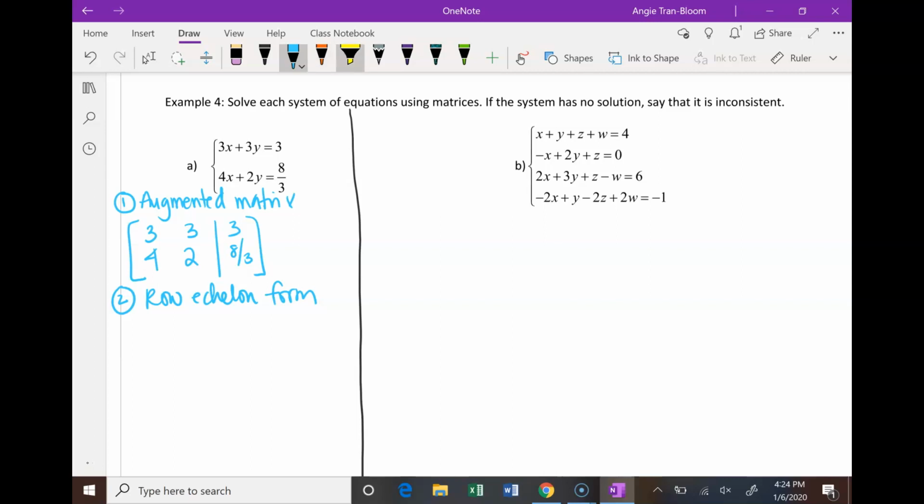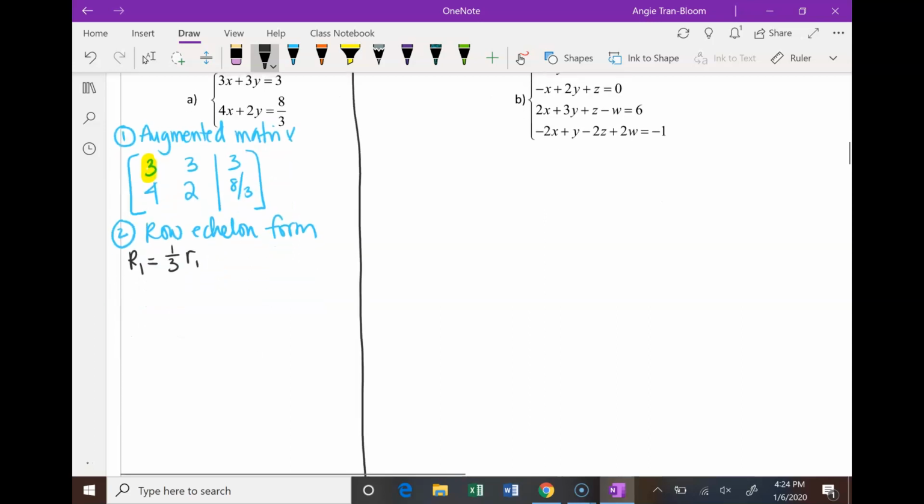So for this particular example, I'm going to change one row at a time. I will change row 1. To get 3 to become a 1, I'm going to multiply the entire row by 1/3. If you change one entry in the row, you got to change all of the entries. So this is now 1, 1, and 1. Row 2, I did not change this time, so I just copy it straight up.